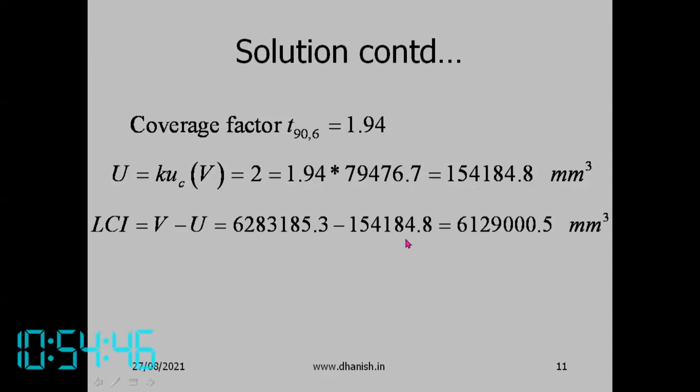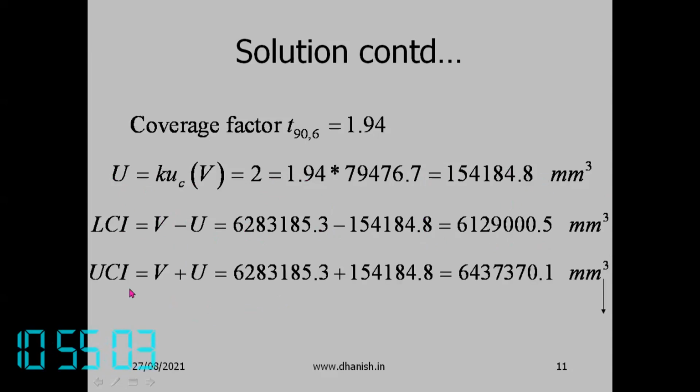So this is the expanded uncertainty. Now the lower coverage interval for volume is V, the volume result, minus capital U. So this is the volume minus U, which is 16 to 9, 0.5. The upper coverage interval is V plus U, which is 64370.1 millimeter cube.